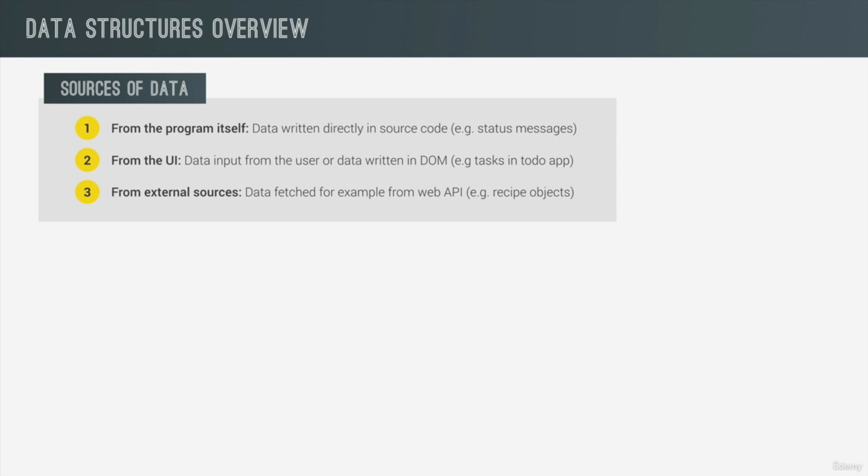Now, what is a web API? Well, API stands for Application Programming Interface, and we can basically use a web API to get data from other web applications.